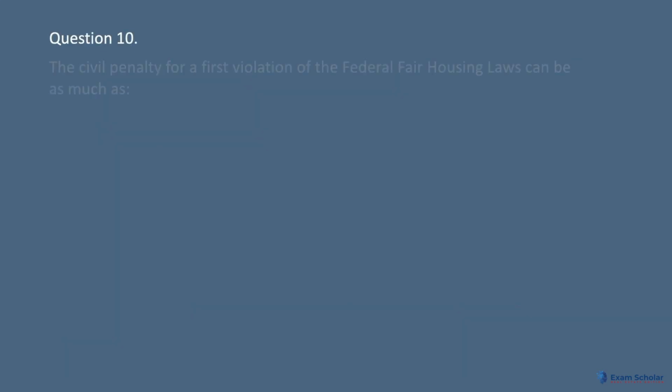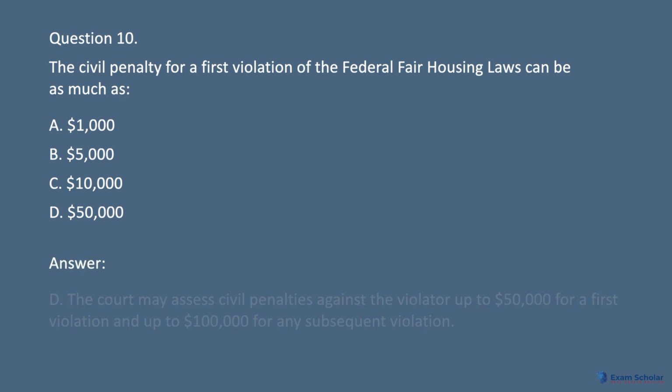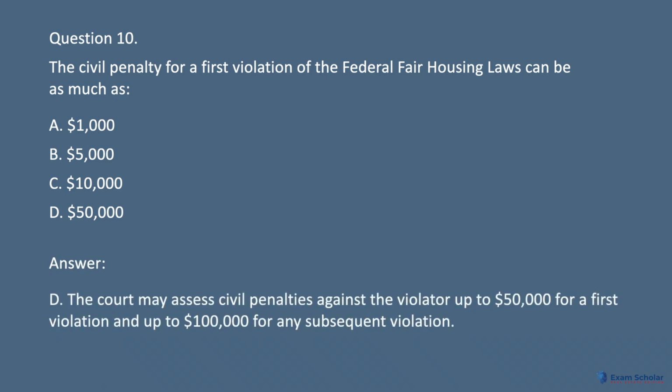Question 10. The civil penalty for a first violation of the federal fair housing laws can be as much as A. $1,000. B. $5,000. C. $10,000. D. $50,000. Answer: D. The court may assess civil penalties against the violator up to $50,000 for a first violation and up to $100,000 for any subsequent violation.